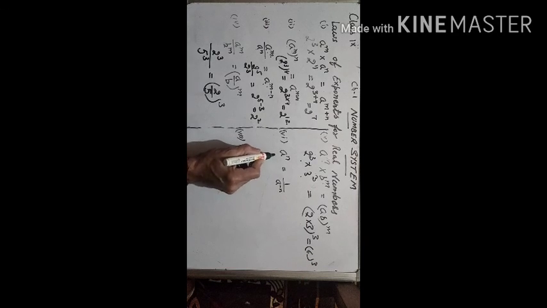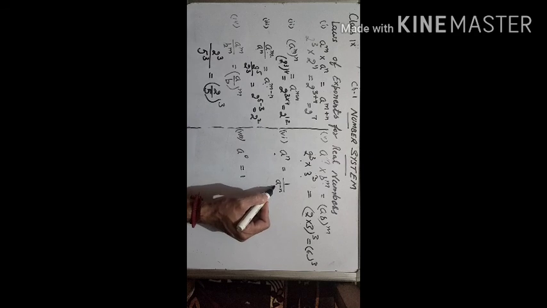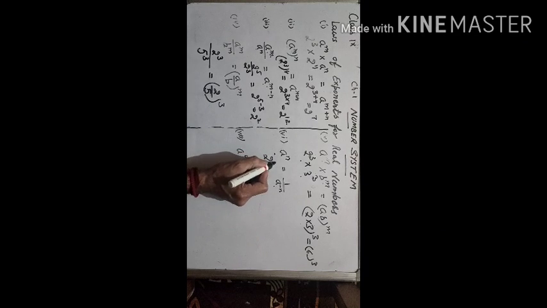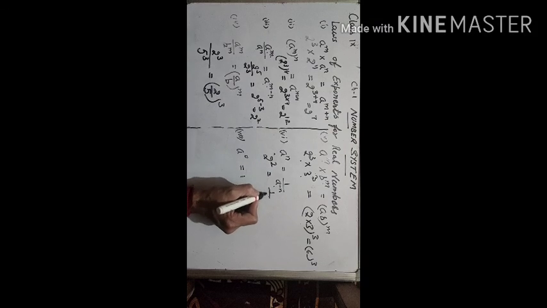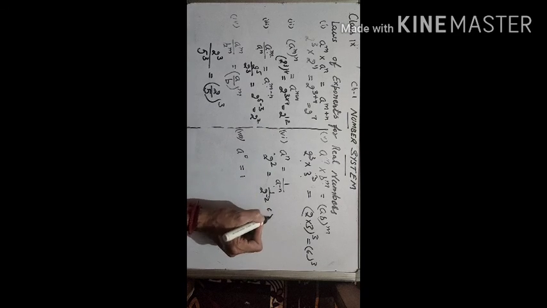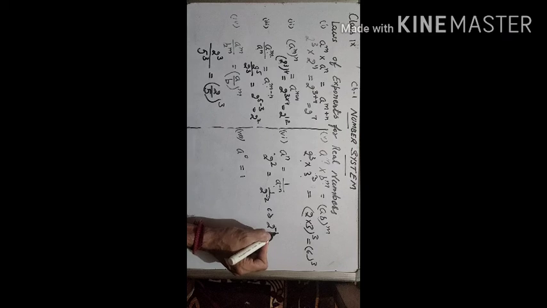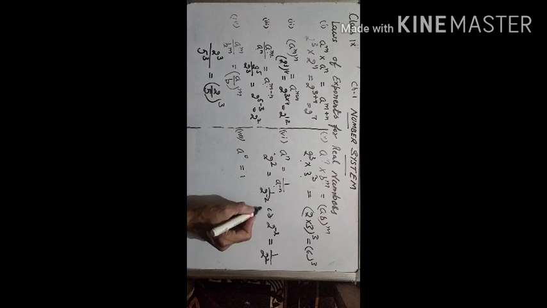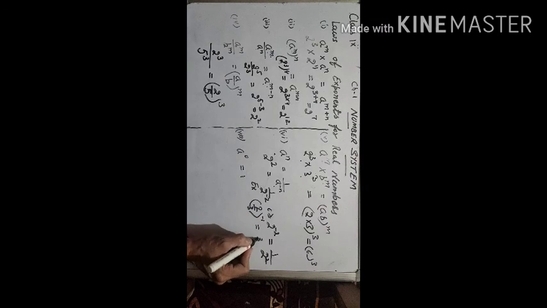Next law is a to the power n is equal to 1 by a to the power minus n. Suppose 2 to the power 2, that is equal to 1 by 2 to the power minus 2, or 2 to the power minus 2 is equal to 1 by 2 to the power 2. We have to reciprocate. Suppose 2 by 3 to the power minus 1, that is 3 by 2 to the power 1.